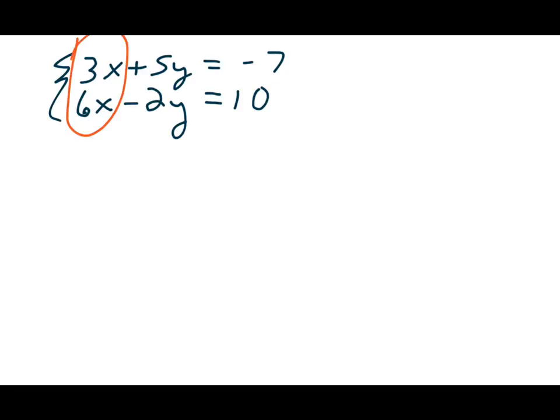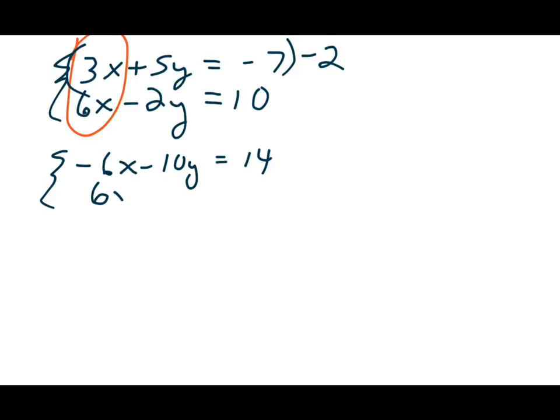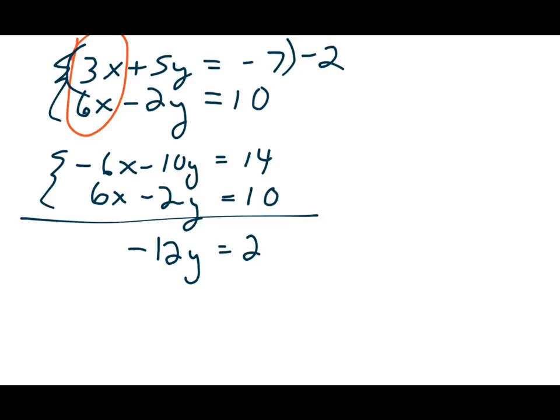But for these two, I can multiply one of them, and if I multiply everything in the equation by the same number, it's still the same equation. So when I do that, I get -6x minus 10y equals 14. Then you see that my x's match up as opposites, so when I add them, I get -12y equals 24. Then divide both sides by 12, y equals -2.